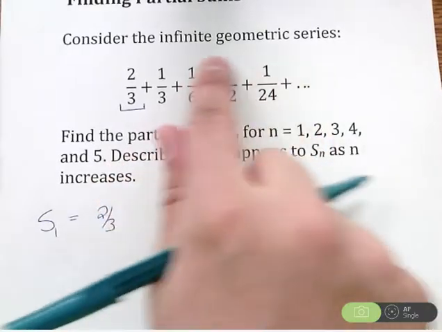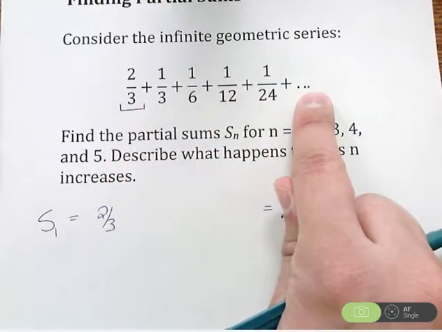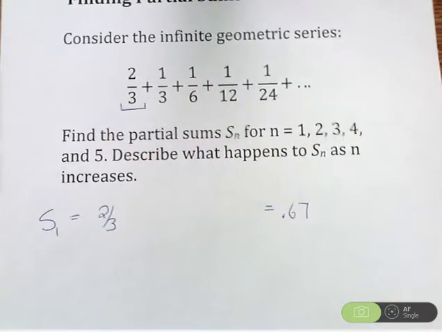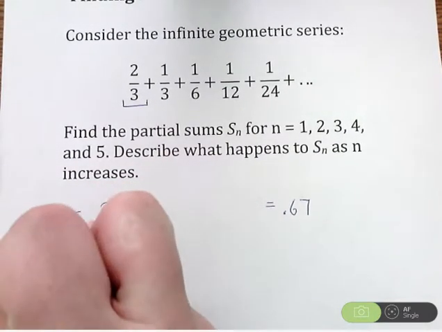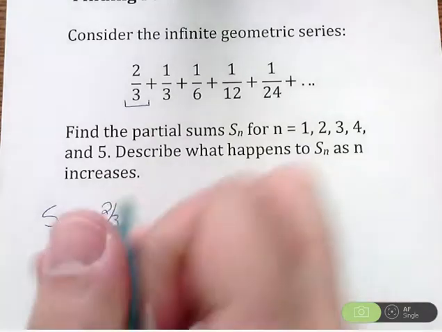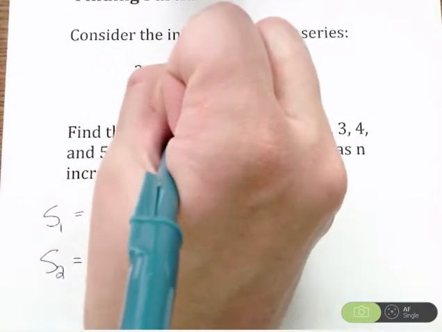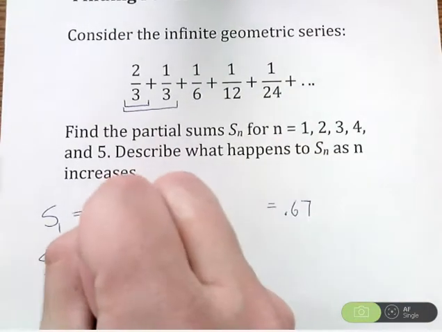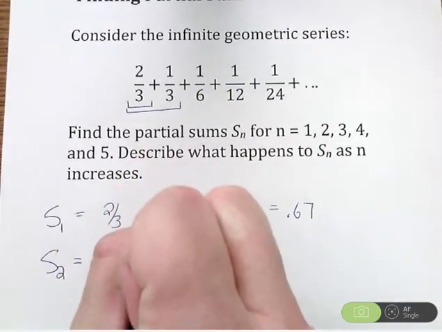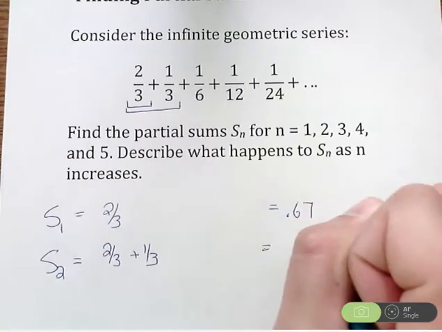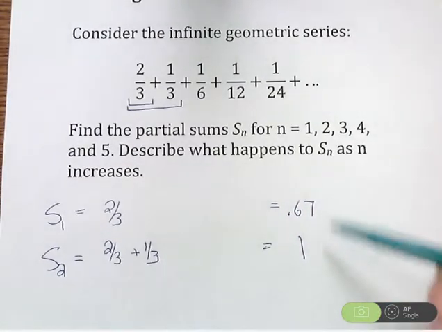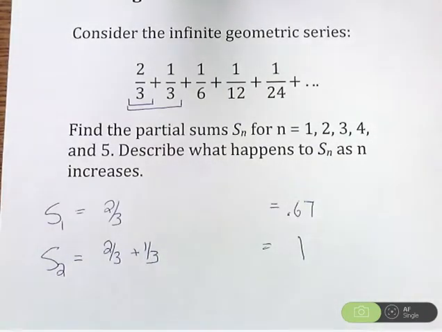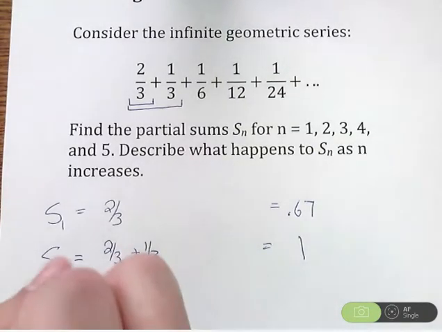Because it's an infinite geometric series, that means this pattern is continuing on. So if you wanted to know what S2 was, that's the sum of the first two terms. So you're going to have 2/3 plus 1/3. If you add those up, you get 1. So we went from 0.67 to 1. So a pretty big jump in our sum there. And then this pattern kind of continues.